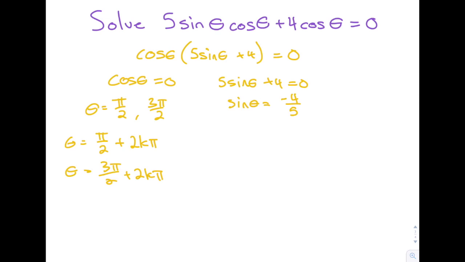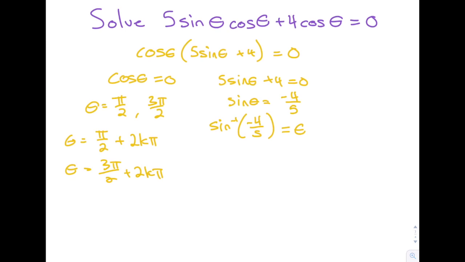Now for sine theta equals negative 4/5, this sounds to me like a great opportunity for us to use our inverse trigonometric functions. So we'll say sine inverse of negative 4/5 equals theta, and sine inverse of negative 4/5 gives us theta equals negative 0.93. Now don't forget that there's more than just this one solution.